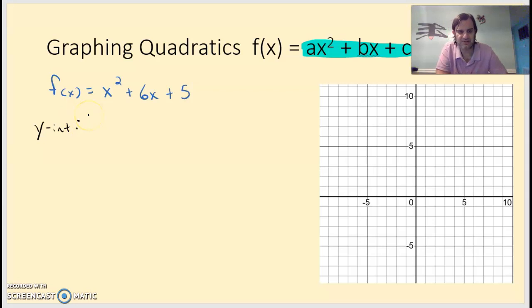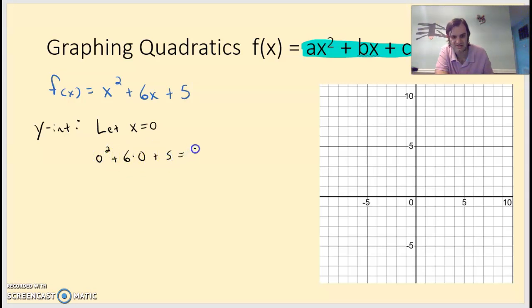The function that I'm going to work with here is f of x equals x squared plus 6x plus 5. Remember, if I want the y-intercepts, I want to let x equal 0. So basically what I've got is 0 squared plus 6 times 0 plus 5 equals 5, because of all those zeros going away. So the y-intercept is the point 0, 5.